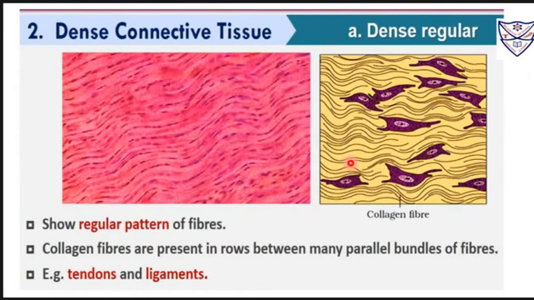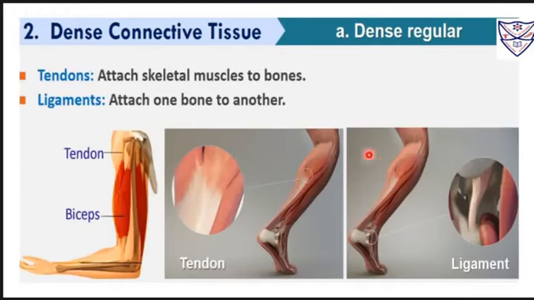So let us look at the dense regular connective tissue. They show a regular pattern as we can see in the diagram. Collagen fibers are present in rows between many parallel bundles of fibers. These yellow structures are the collagen fibers. Examples of these would be tendons and our ligaments. The tendons attach the skeletal muscles to the bone. This is a tendon. It will attach the muscle to the bone. Biceps is the muscle which is being attached to the bone here.